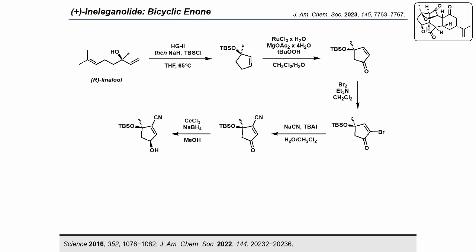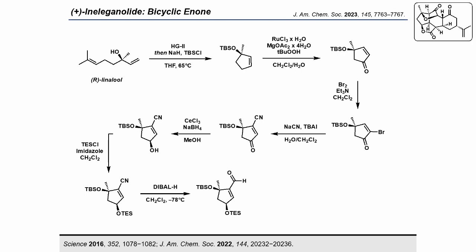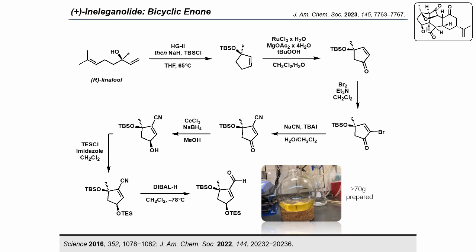Luche reduction of the ketone and protecting the resulting secondary alcohol as the triethylsilyl ether gave us the vinyl nitrile. This can further be reduced to the aldehyde using diisobutylaluminum hydride. Having initially started out with 120 grams of linalool starting material, we could prepare over 70 grams of the aldehyde in this highly scalable sequence.